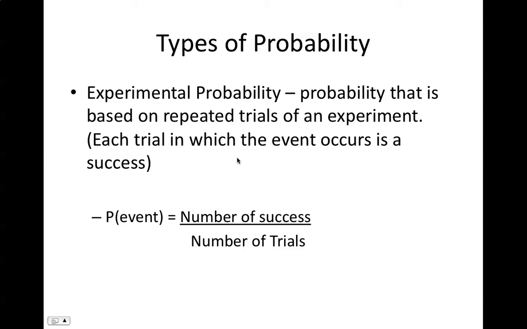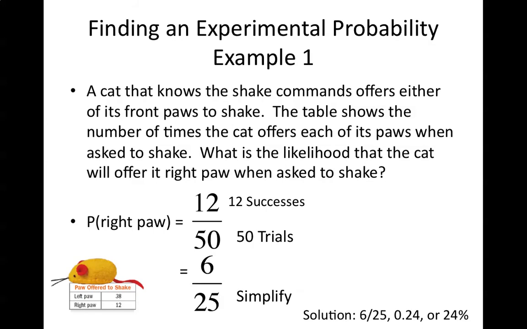Right, and just like the last time, we have a couple examples, and then you'll try a couple problems on your own. All right, so here's our first example, finding an experimental probability, example 1. A cat that knows the shake command offers either of its paws to shake. The table shows the number of times the cat offers each of its paws when asked to shake. What is the likelihood that the cat will offer its right paw when asked to shake?